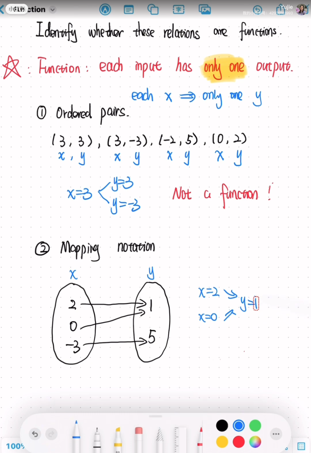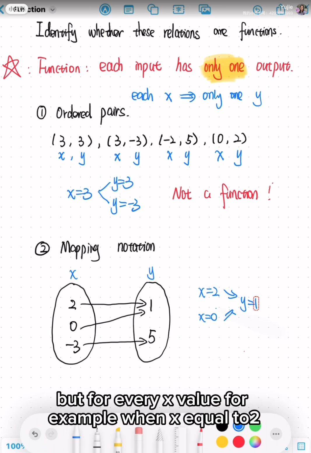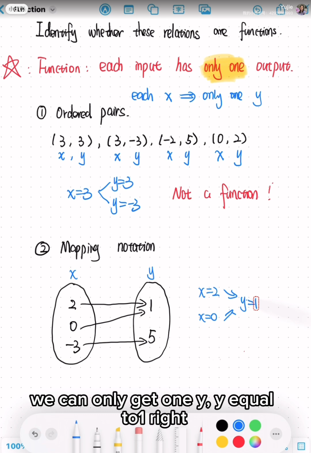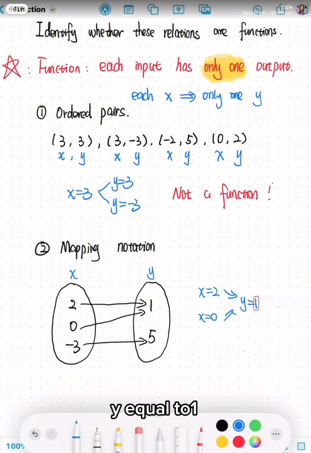Is this a function? Yes, it is. Even though we have two different x values, for every x value, for example, when x equals 2, we can only get one y, y equals 1, right? And when x equals 0, also only one y, y equals 1. So this is a function.